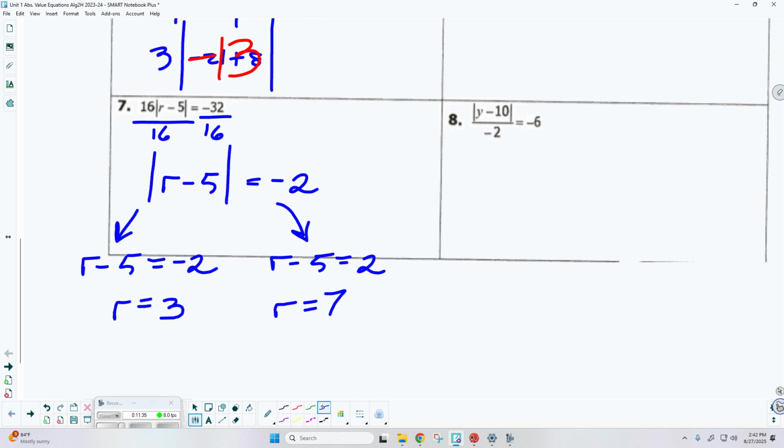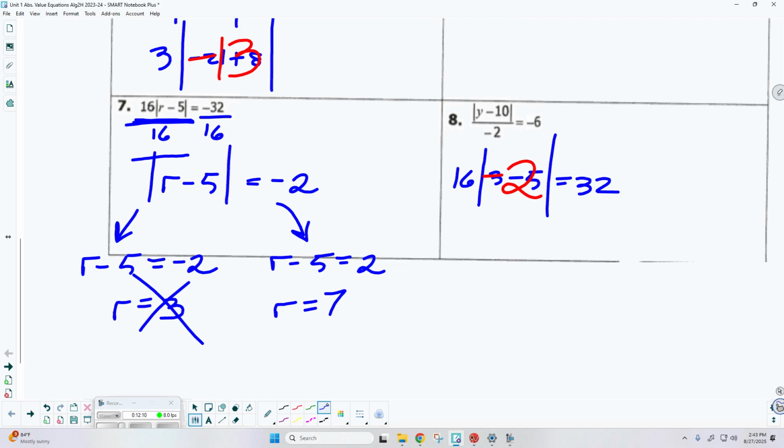Okay? Now, let's go ahead. This is why I encourage you to check. Let's check the 3. So I'm going to plug this in here. Okay? So I've got 16 times the absolute value of r minus 5. That would be 3 minus 5. Okay. Well, what's 3 minus 5? Isn't that a negative 2? What's the absolute value of a negative 2? 2 times 16, that gives me 32. What's the problem? It's negative. That one didn't work. That's our first extraneous solution.